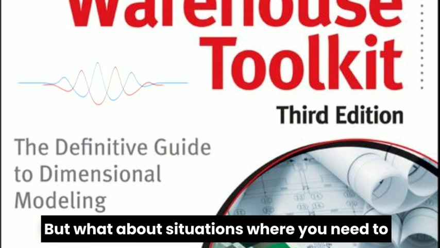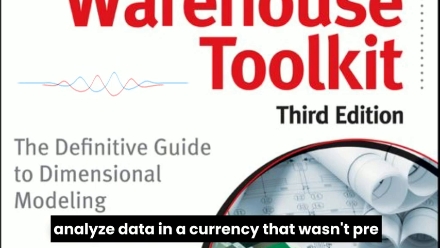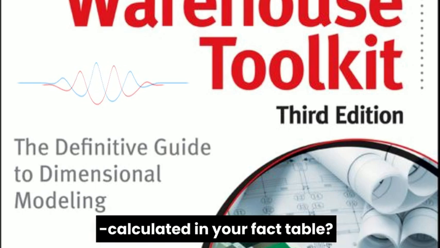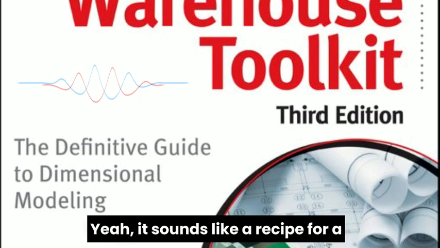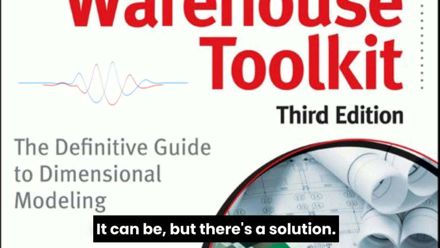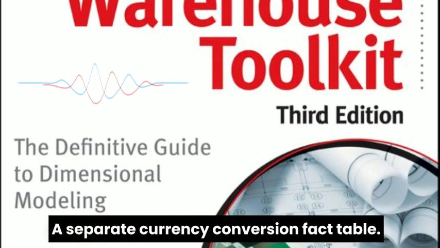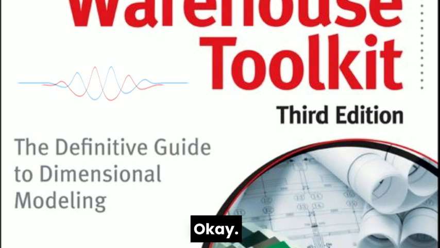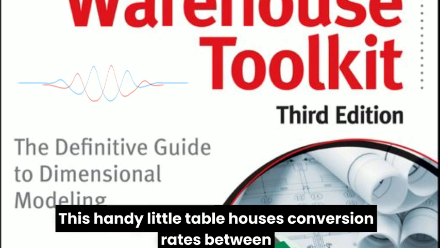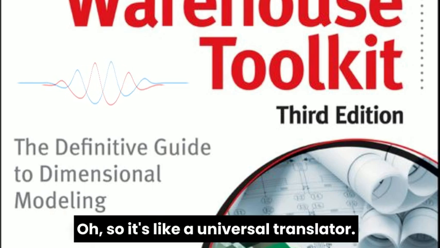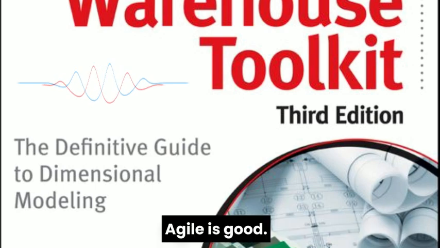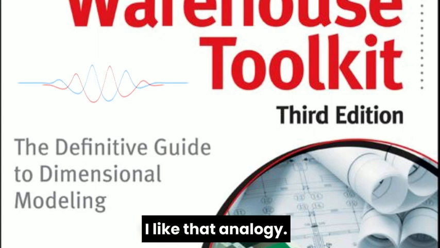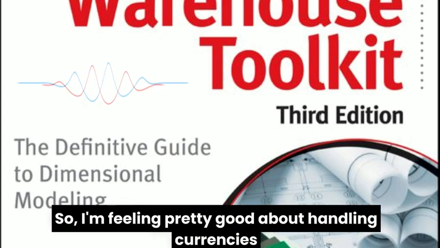But what about situations where you need to analyze data in a currency that wasn't pre-calculated in your fact table? That's a good question and a common challenge. It sounds like a recipe for a headache. It can be, but there's a solution. Okay, I'm listening. A separate currency conversion fact table. This handy little table houses conversion rates between different currencies. So it's like a universal translator. Exactly. It makes your analysis much more agile. Agile is good. I like that analogy. All right, so I'm feeling pretty good about handling currencies now.